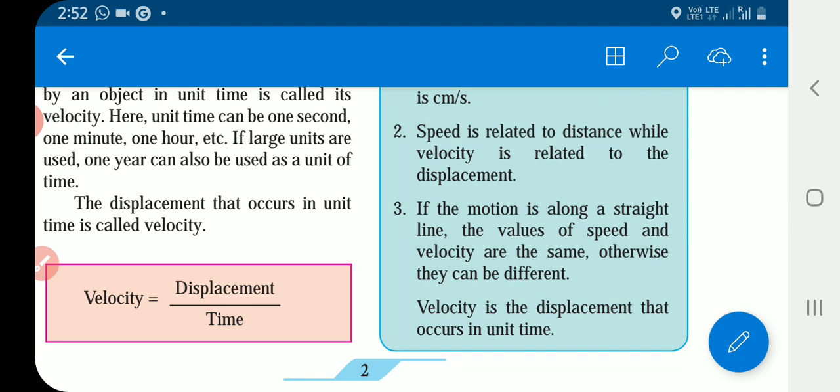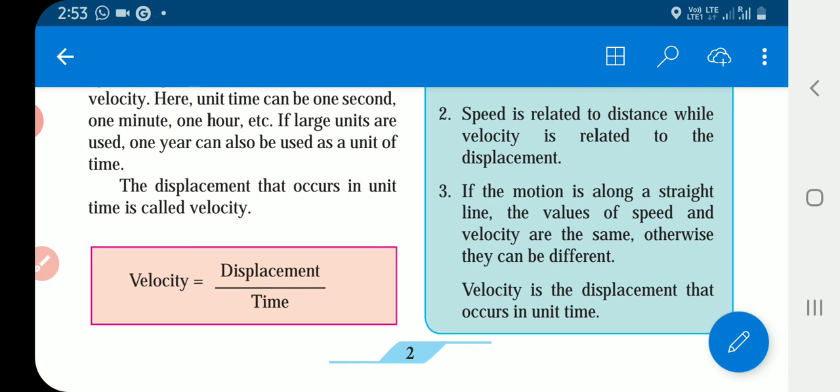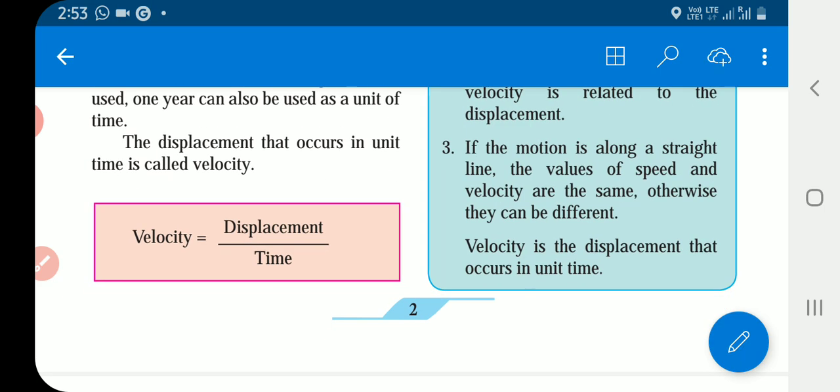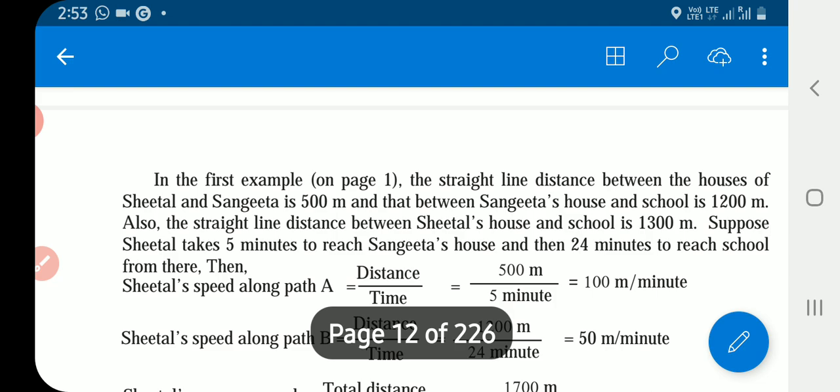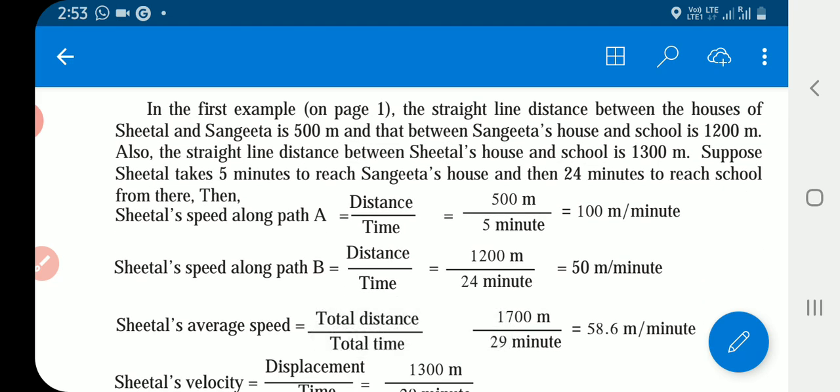If the motion is along a straight line, the values of speed and velocity are the same. Velocity is the displacement that occurs in unit time. Here you have to write the definition of speed, the definition of velocity, the unit of speed, and the unit of velocity. Explain the difference between speed and distance, and explain the difference between speed and velocity. These questions have to be solved.